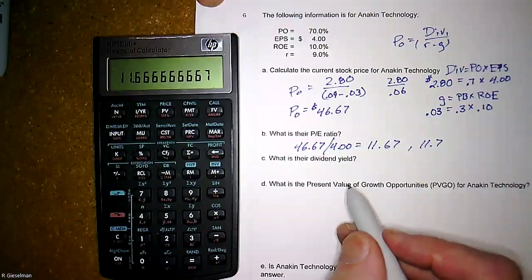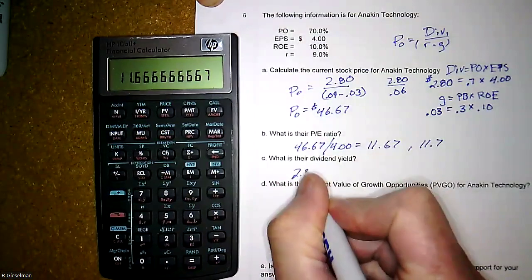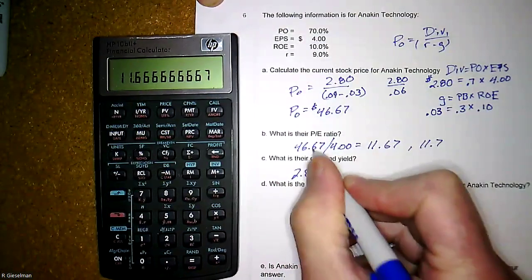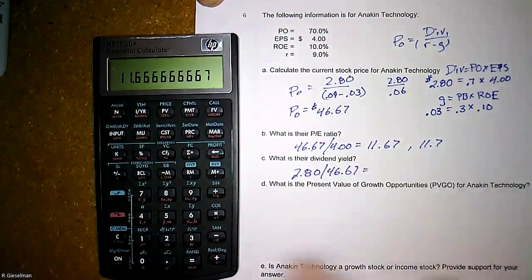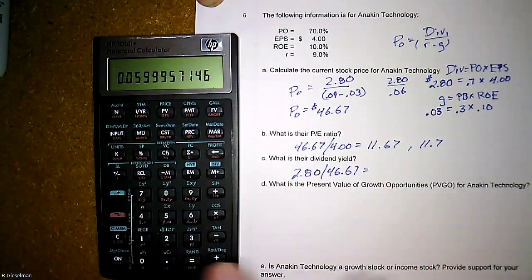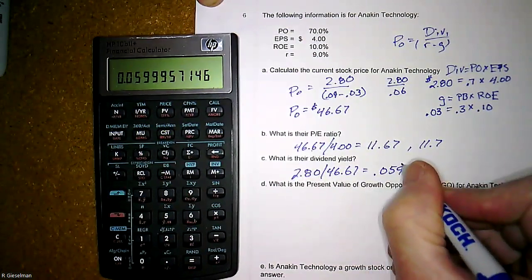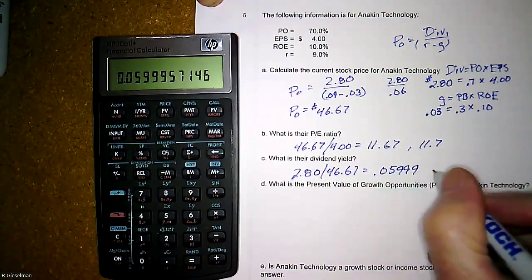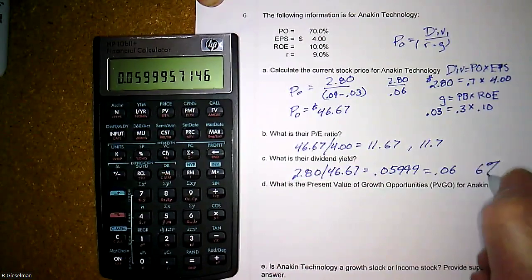What is the dividend yield? My dividend that I found up here was $2.80. Divide that by the stock price. $2.80 divided by 46.67 equals 0.05999, which would be 0.06 or 6%.